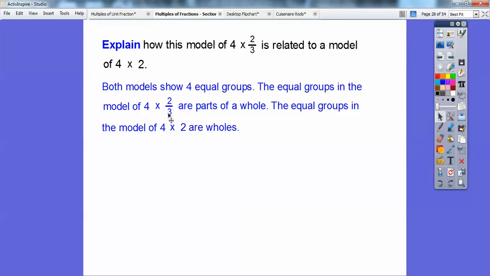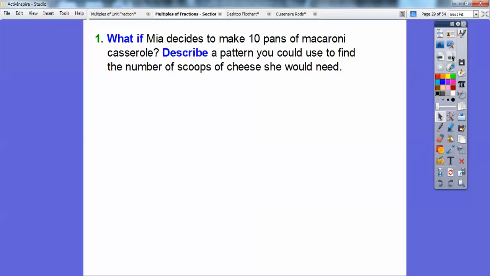This is my parts of a whole. It's 2/3 of a whole right there. The equal groups in the model of 4 times 2 are not parts of a whole. I mean, they're wholes, so it's 4 equal groups of wholes right here. There's no fractions right here, so it's not parts of a whole, it's of a whole right there. All right, so I don't know if that made sense or if that made it more confusing. Let's not get too hung up on that.